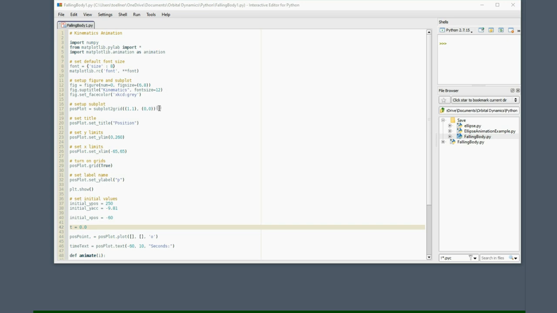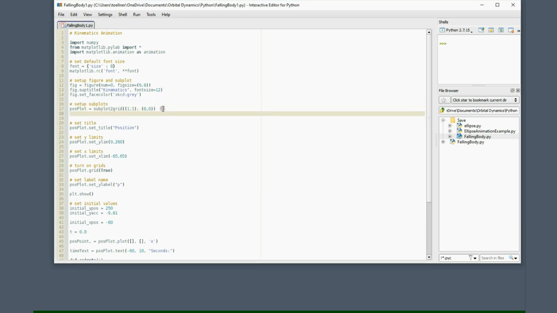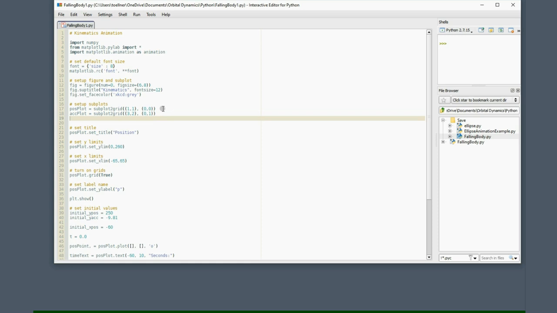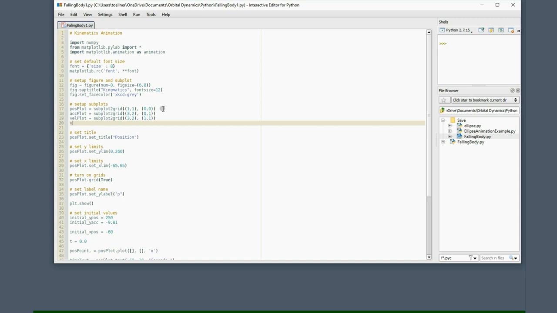So I'm going to add more plots to this display. This plot is going to plot a line of acceleration over time. This plot will plot velocity over time. And this plot will plot position over time. And this will plot as a curve. The first position plot just plotted a dot.